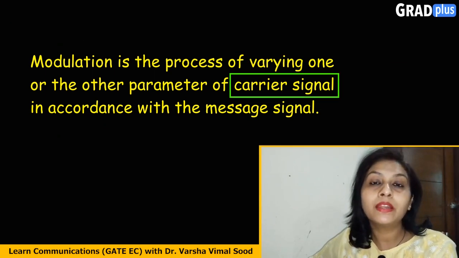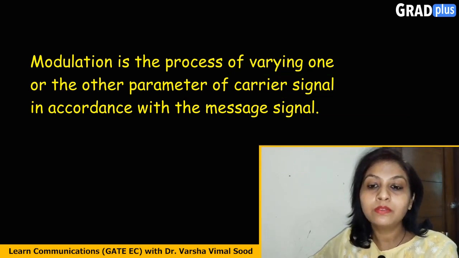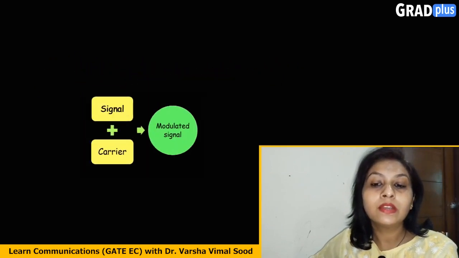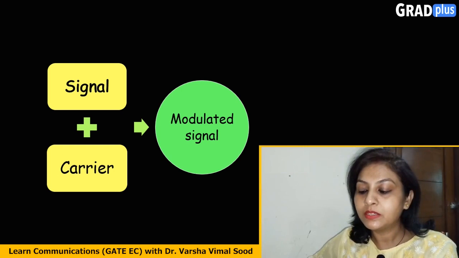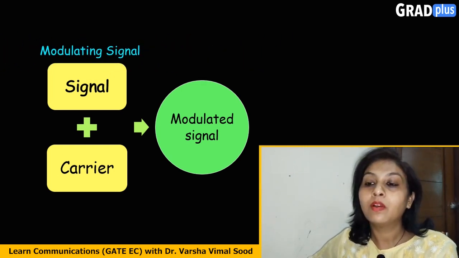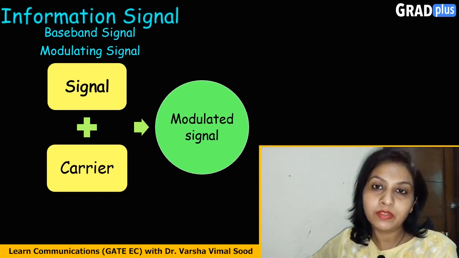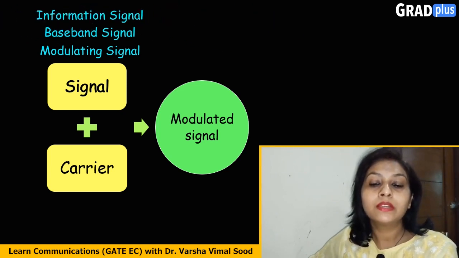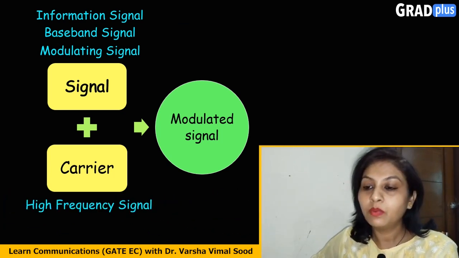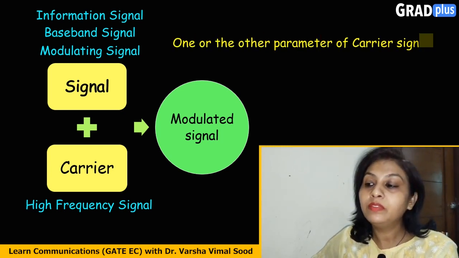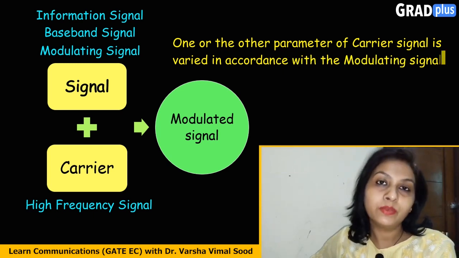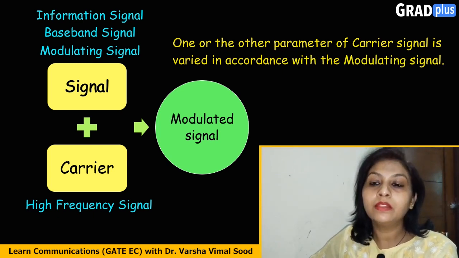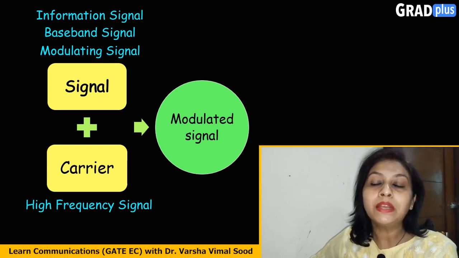The name carrier suggests that it carries the information from one point to another. So modulation comprises of two important signals: the desired signal, also known as modulating signal, or baseband signal, or information signal. Another important signal is the carrier signal, and this signal is a high frequency signal. So what happens in modulation is that one or another parameter of the carrier is varied in accordance with the modulating signal. And this modulating signal is also known as baseband signal.